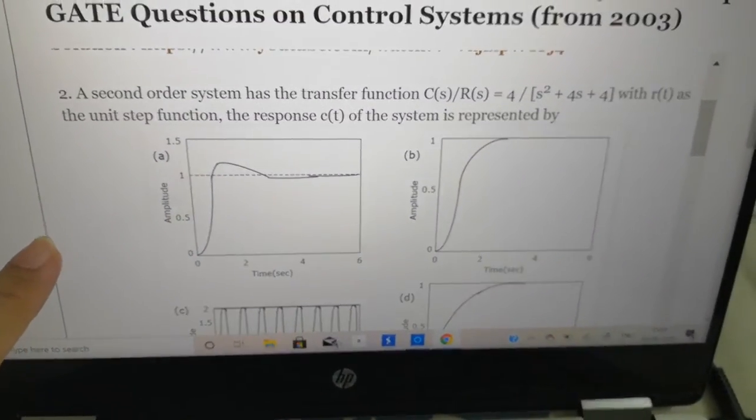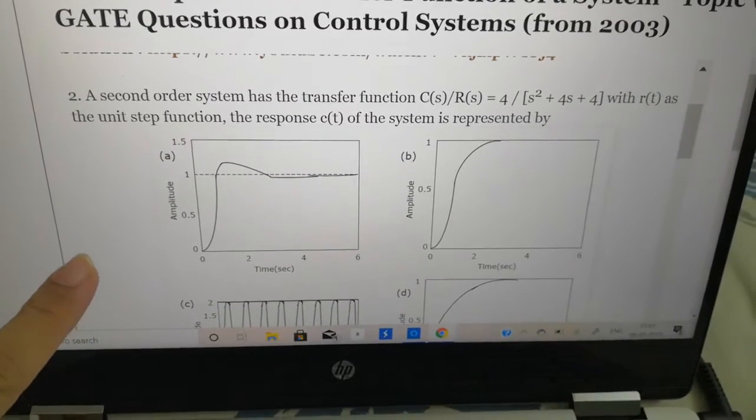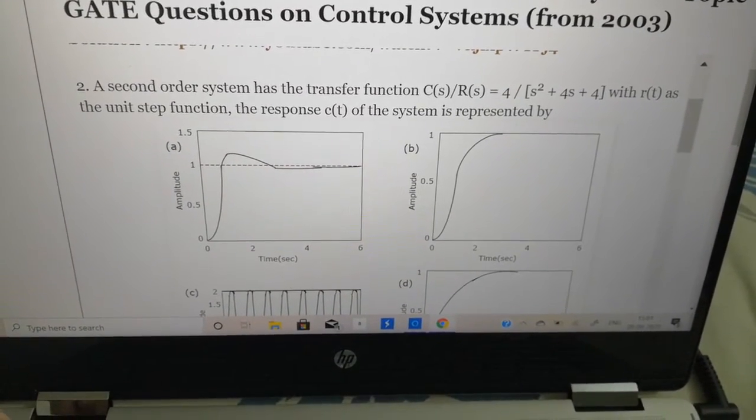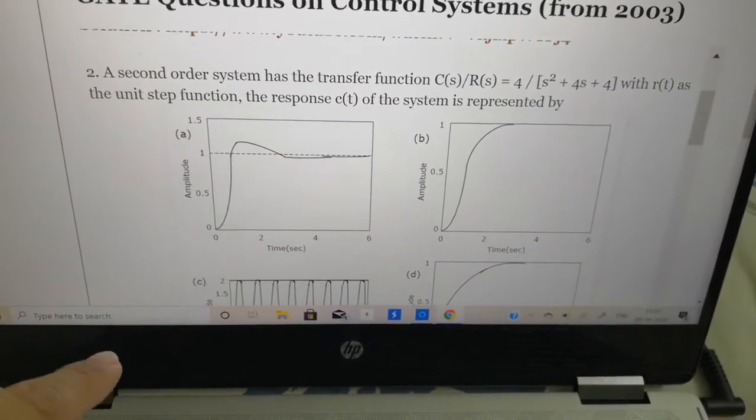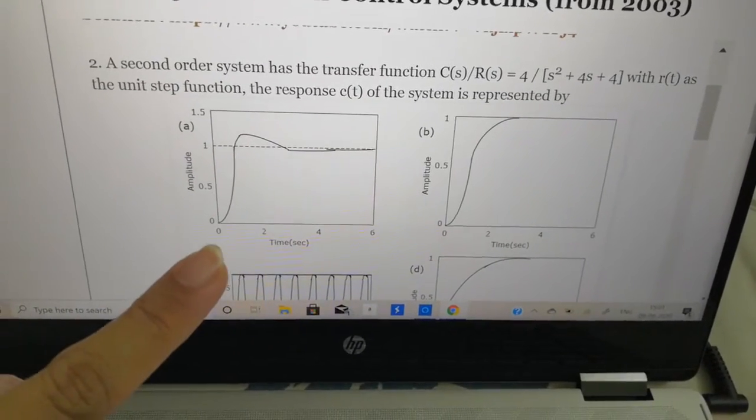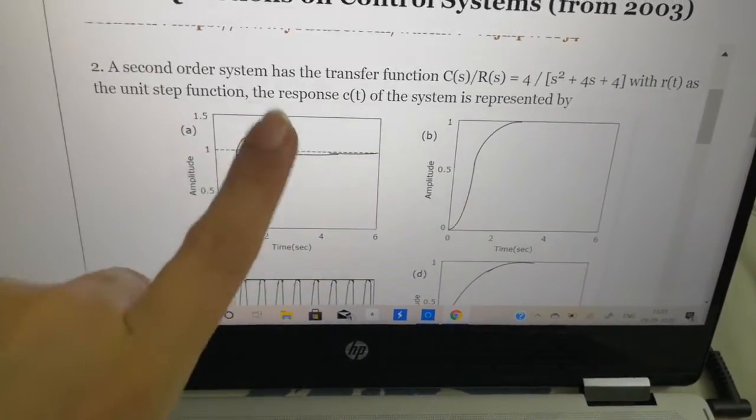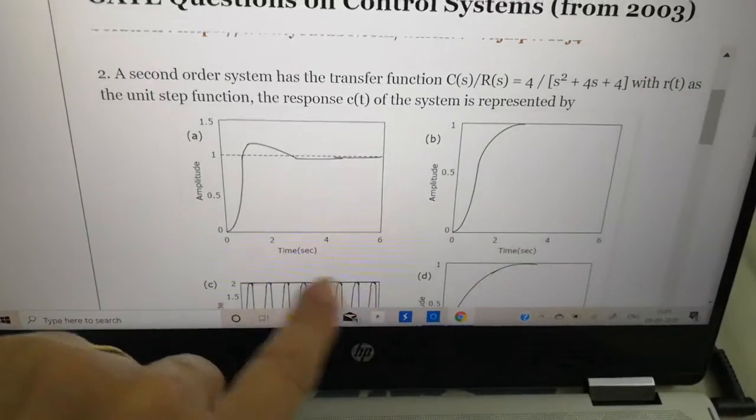So the very first numerical that I have chosen to do is this one. A second order system has the transfer function C(s) upon R(s) as given, with r(t) given to be a unit step. The response c(t) of the system is represented by A, B, C or D.